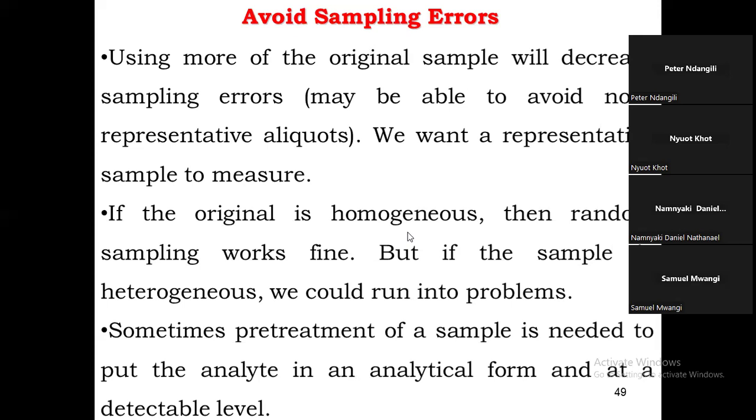You just go for the random sampling because every aspect or every space within that particular homogeneous sample is a good representative of the rest. If the sample is heterogeneous, then I explained some statistical methods that we can use to identify a suitable sample for analysis. Sometimes we may carry out pre-treatment of a sample to put the analyte in analytical form and at a particular detectable level. So that's also very important.